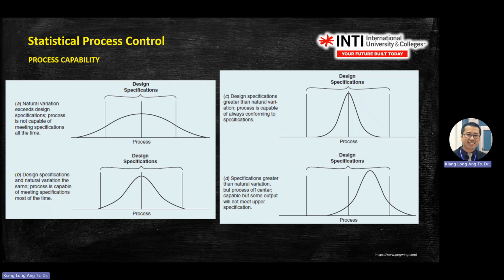This one is some point is out, but it's shifted towards another end. Okay, so this one the specification is greater, but the process is off-centered, capable, but some output might not hit the upper specification. So you need to know how to explain a normal distributed graph. What is design specification? Okay, by using these slides.